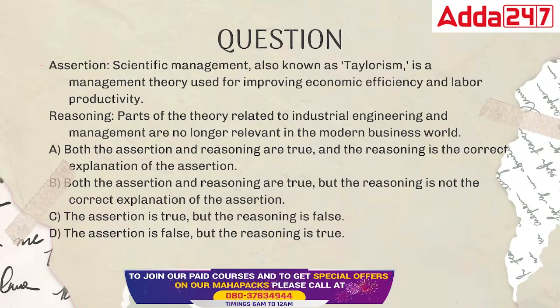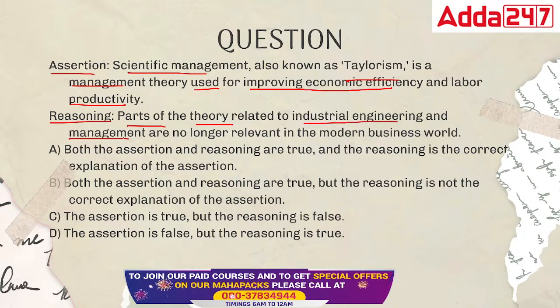Look at this now. The question says: Assertion, scientific management known as Taylorism is a management theory used for improving economic efficiency and labor productivity. Reasoning, parts of theory related to industrial engineering and management are no longer relevant in the modern business world. Both are true, or is the reasoning correct or not? Scientific management is a management theory for improving productivity, so there is one particular thing which is correct.